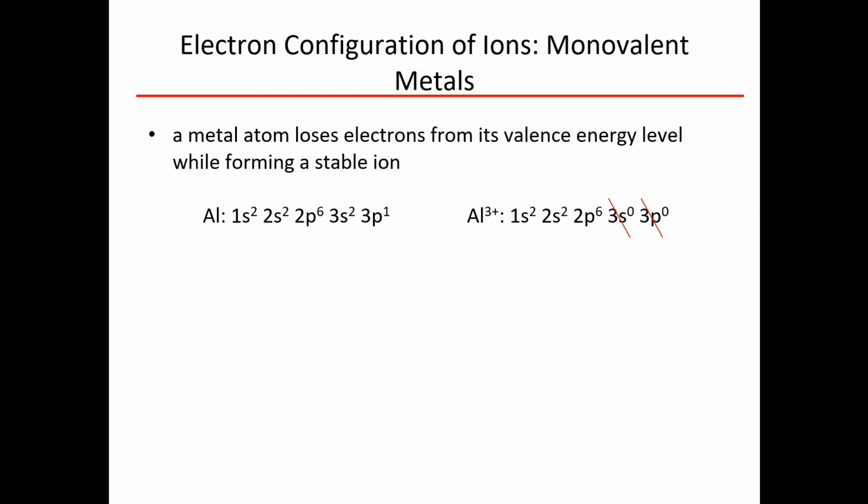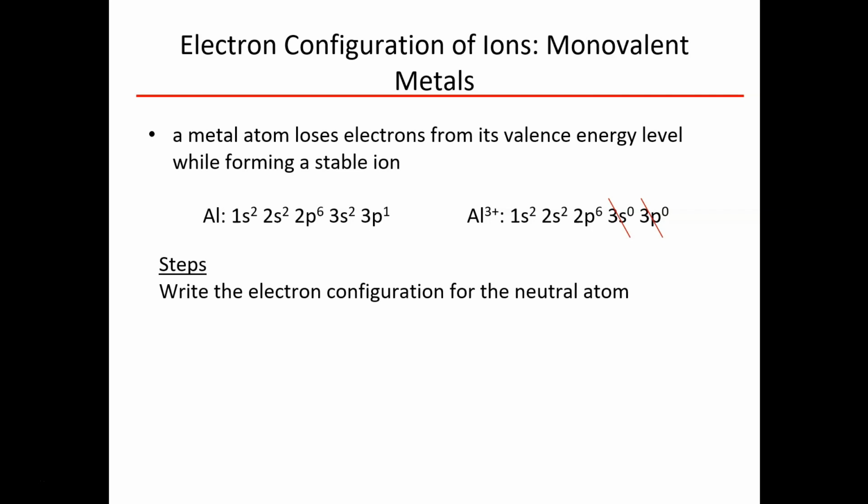So it'll first lose the 1 electron in the 3p, since it's slightly larger than the 3s. The electrons in the 3p are slightly further away from the nucleus, making them accessible first. And then we would lose the electrons from the 3s. So when we're going to do the electron configuration for our monovalent metals, we first write down our electron configuration for our neutral atom. And then we would just remove the appropriate number of electrons.